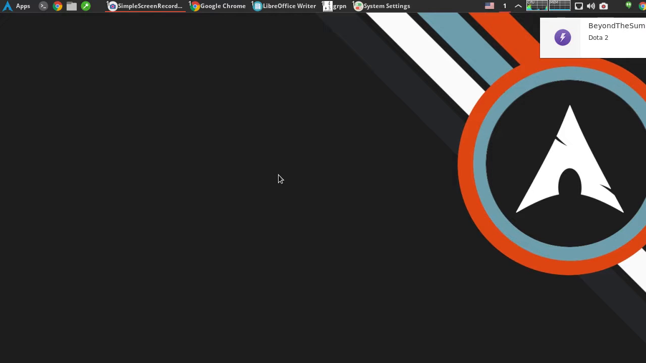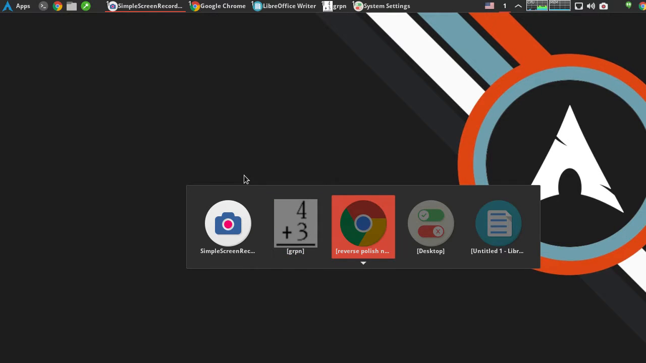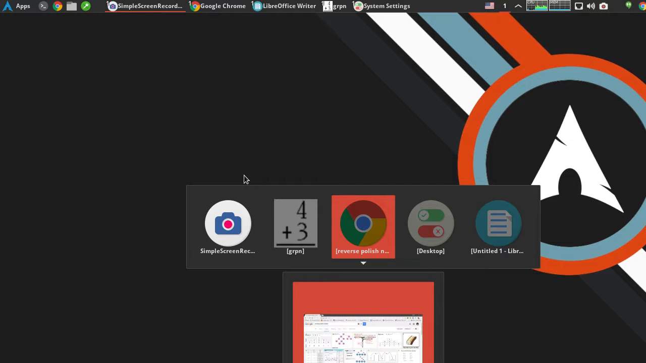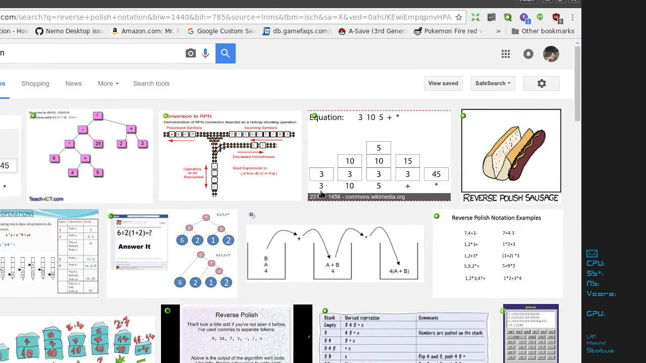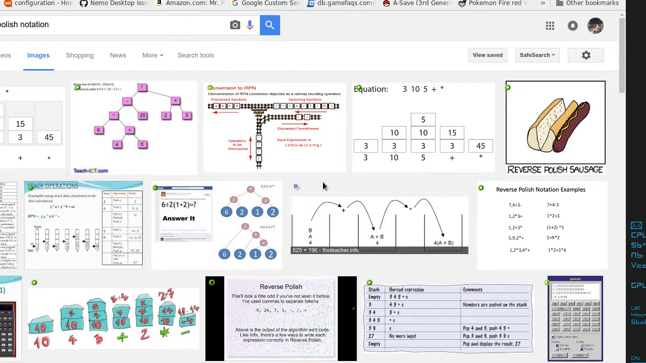Let's take a look at reverse Polish notation. What is it and what can it do? Okay, so if you try to Google reverse Polish notation without any idea what it is, you get basically a bunch of stuff like this. So basically, it's a way to do math.